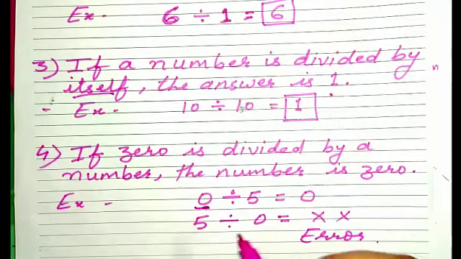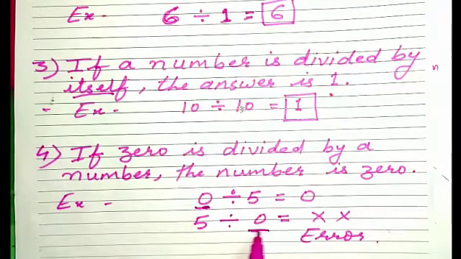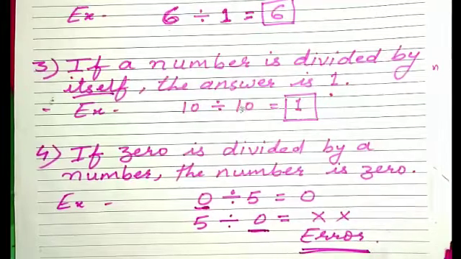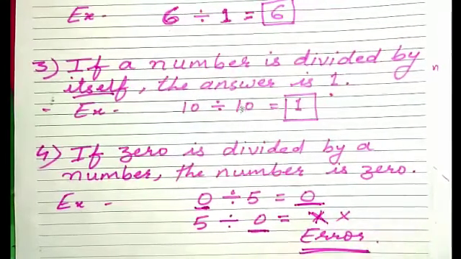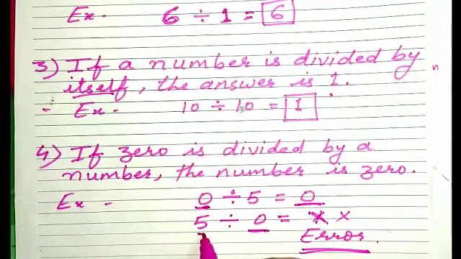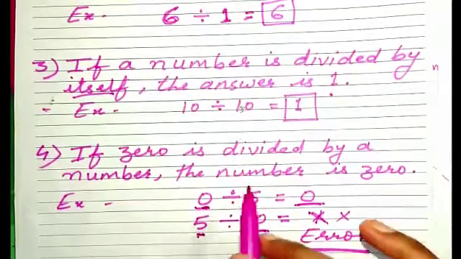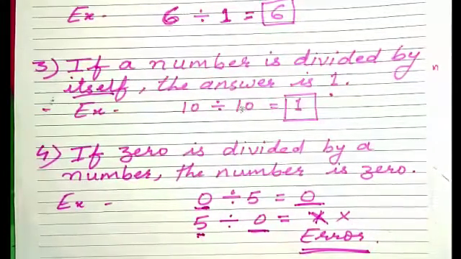And listen, children, we cannot divide 5 or any number by 0. We cannot divide any number by 0. That will be an error. That is undefined. That we cannot do. Okay, so we can divide 0 by any number, and your answer will be 0. So don't get confused in it. If you are dividing a number by 0, that is wrong. You have to divide 0 by a number, and your answer will be 0.